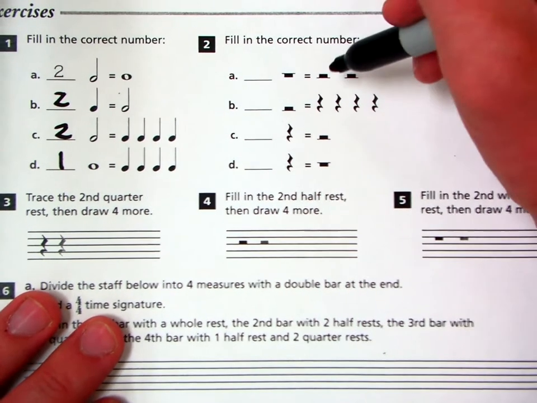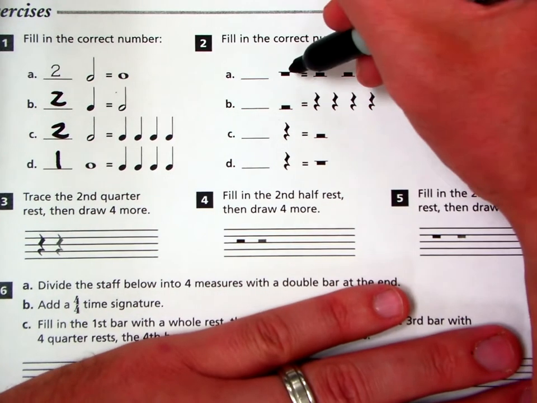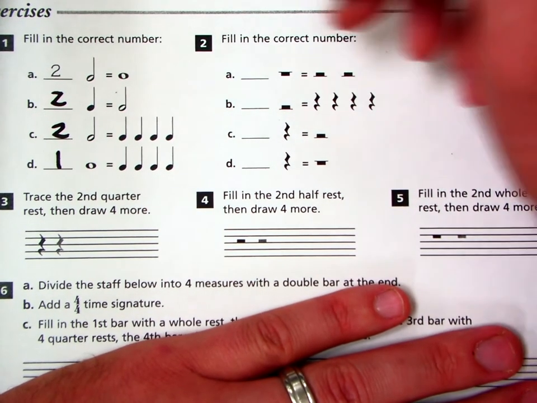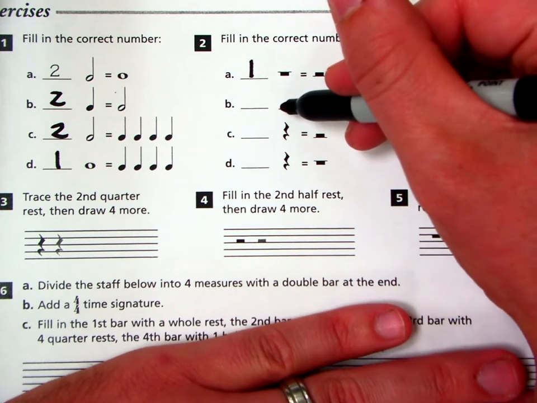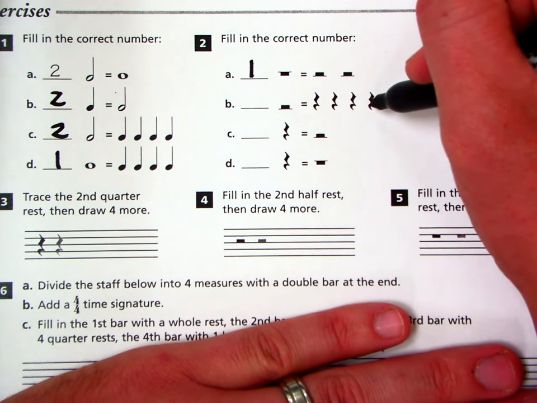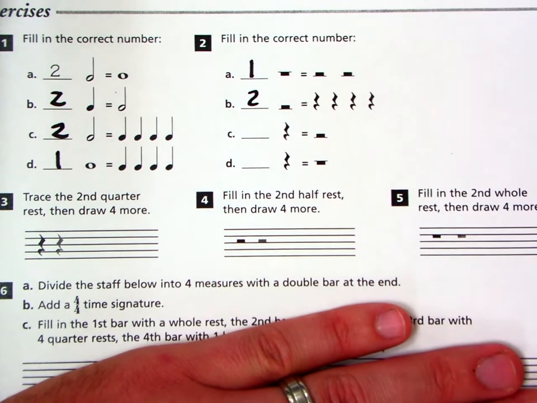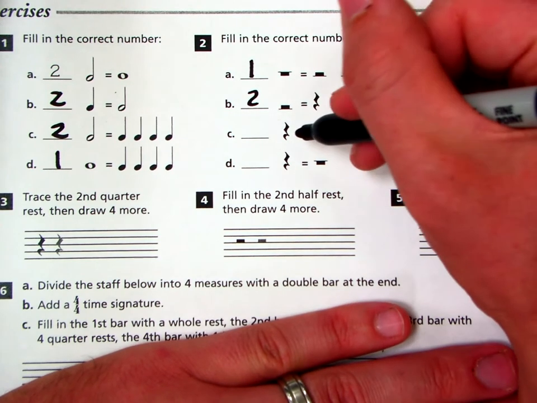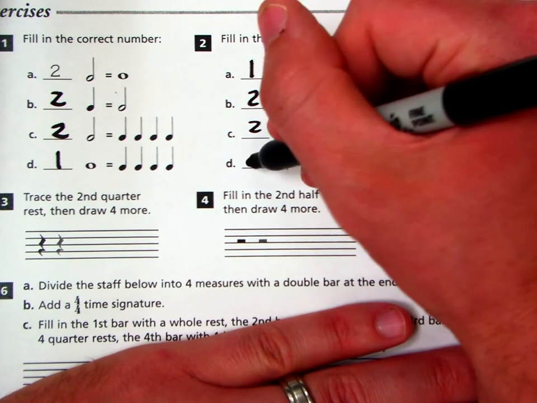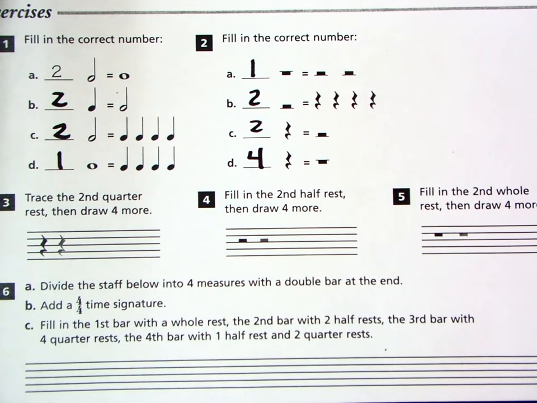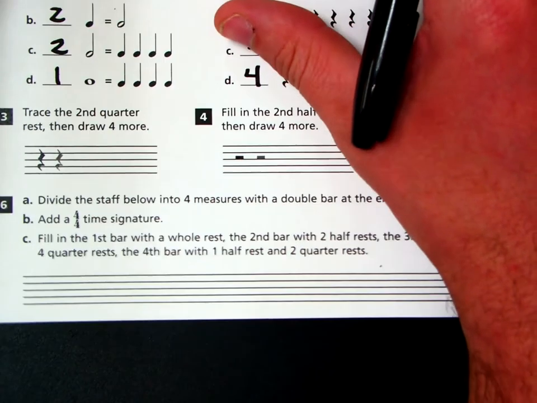Now, fill in the correct number, but using rests. So we have a whole rest as the first one, that equals 4, and then 2 half rests. So 1 whole rest equals 2 half rests. How many half rests equal 4 quarter rests? Take 2 of them. How many quarter rests equal a half rest? 2 there. And how many quarter rests equal a whole rest? You need 4.